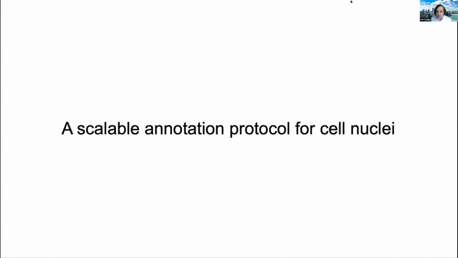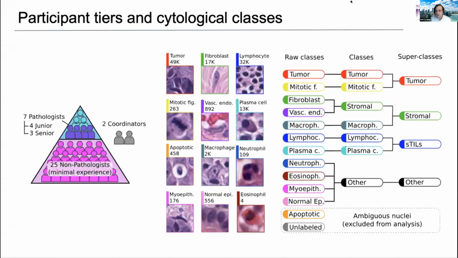So I'm going to talk now about a protocol we developed for annotating cell nuclei. I won't bore you with breast cancer biology, but there are a lot of different cell types you could be interested in. We looked at at least 12 cell types and did our annotations. These annotations were performed by a group of non-pathologists, like medical students. And then we had pathology residents, pathology fellows, and pathologists. They work together in this group with the medical students doing the bulk of the work, okay? So we collected over 220,000 annotated cell nuclei.